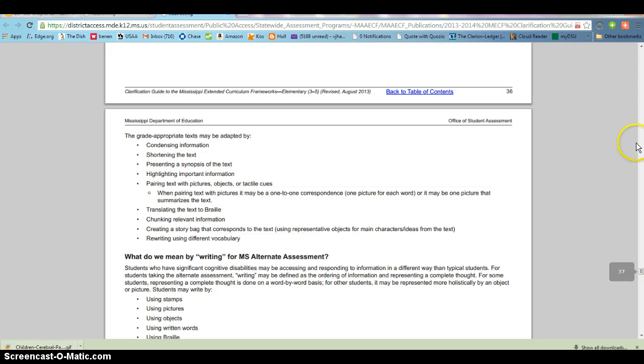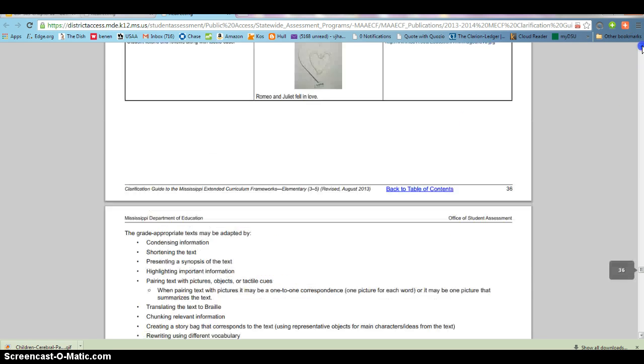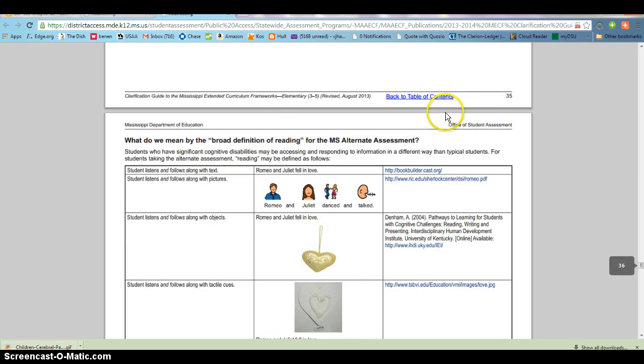Okay, so here's what the state curriculum says. The broad definition of reading means that if we have a written passage, can we communicate to this child the essence or the meaning of the broad definition? So if the passage we're reading says Romeo and Juliet fell in love, then the typical child is going to listen and follow along with that text and come to that meaning.